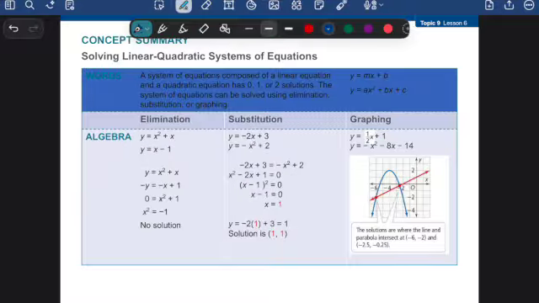Made it to the concept summary for solving linear and quadratic systems of equations. So just remember you can use either of these methods, elimination, substitution, or graphing, and we can have 0 solutions, 1 solution, or 2 solutions depending on how many places that linear equation and that parabola intersect. They could not intersect, they could have 1 point of intersection, or they could have 2 points of intersection.